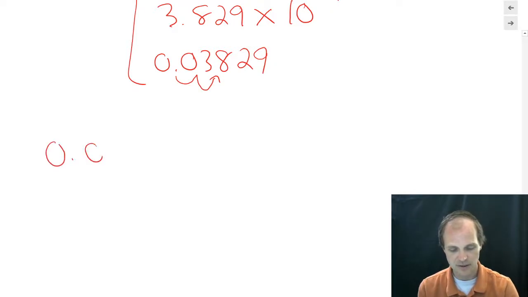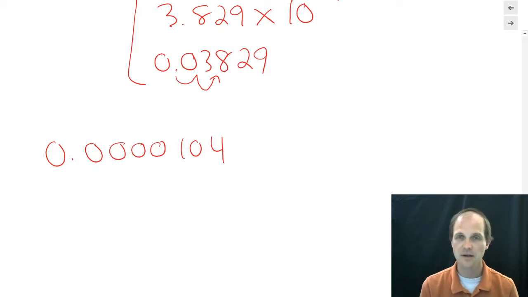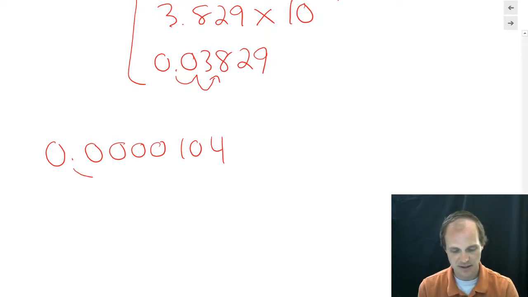What if we have 0.0000104? What are we going to do? We're going to move the decimal point till we get a number between 1 and 10, count how many times we moved it, and make that our negative exponent. Remember, the negative exponent doesn't tell us we have a negative number. It just tells us that we are dividing by 10 a few times.